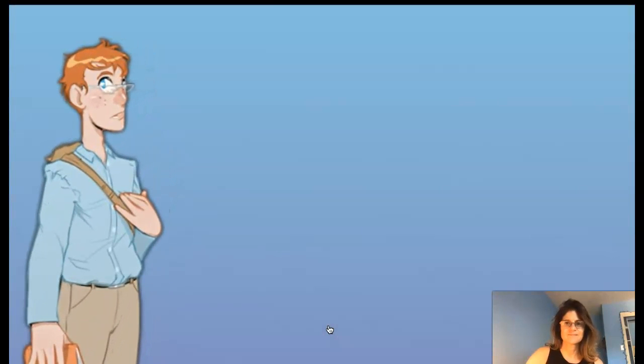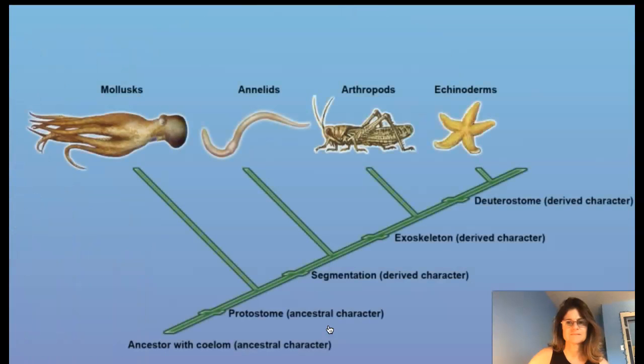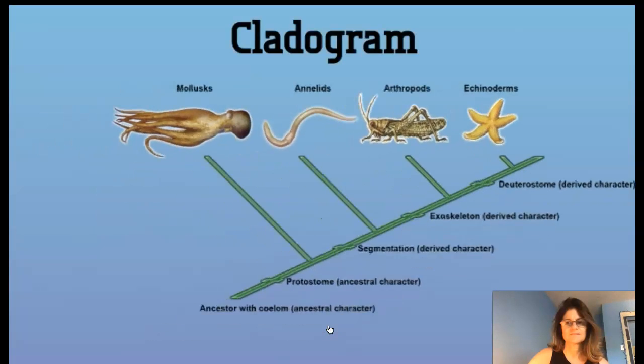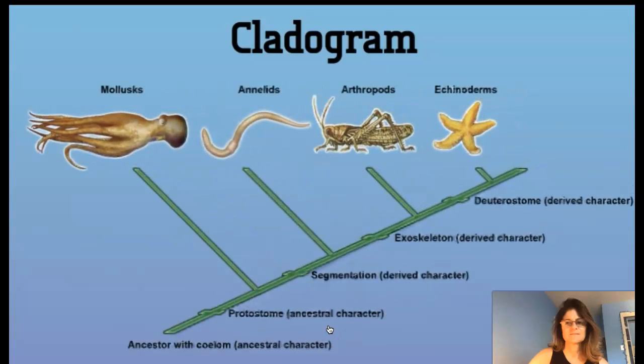Have you ever organized your room and realized that you put similar or related objects near each other and completely different objects farther away? This is similar to how scientists construct a cladogram. Cladistics is a systematic method of classification which uses shared derived characters to make a cladogram. A cladogram is a branching diagram that represents the proposed phylogeny or evolutionary history of a species or group. Cladistics assumes that each group has an ancestor that other species do not share.